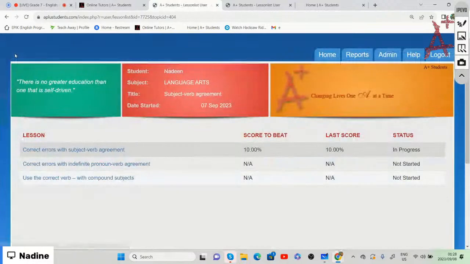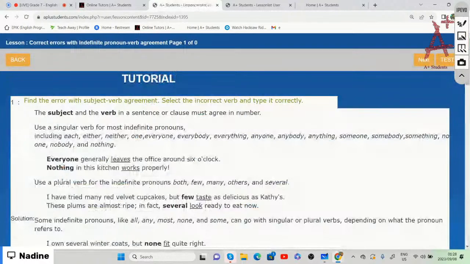All right. So now we're going on to the next one, which is to correct errors with indefinite pronoun verb agreement. And we use a singular verb for most indefinite pronouns, right, which includes each, neither, one, everyone, everybody, everything, anyone, anybody, anything, someone, somebody, something, no one, nobody, and nothing, right? So when we use a singular verb for most indefinite pronouns, including one of these, right? So everyone generally leaves the office around 6 o'clock. Everyone, they leave or leaves the office around 6 o'clock.